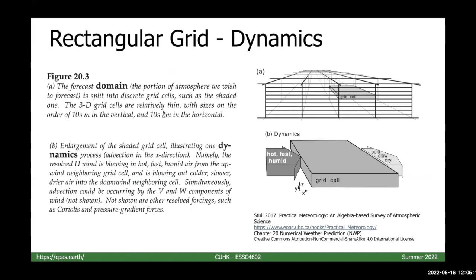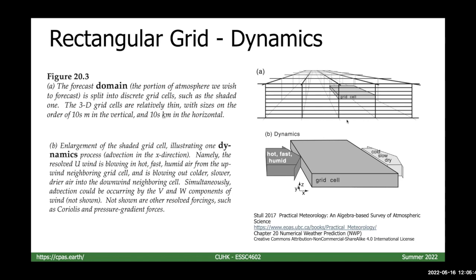Here, these figures are taken from the book on practical meteorology. In this course, I very often copy materials from this book to show you. This is actually under a Creative Commons license, so the author contributes a lot in sharing his teaching material and the whole book.